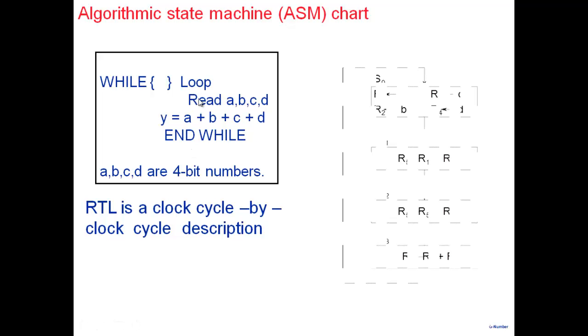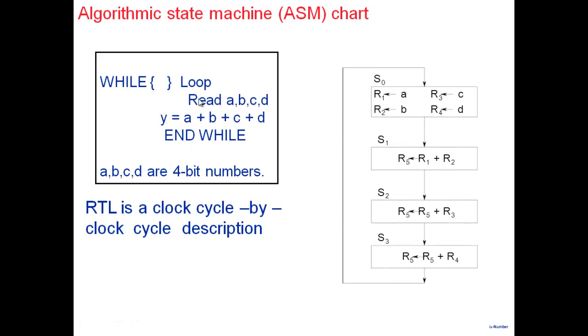For example, I may do it like this. I may have a state S0. My system will go through a series of states. In a very simple case, whatever you have to do, you can do in just one state. But in more realistic cases, you'll have to go through several states and then finish the entire computation. So y equal to a plus b plus c plus d.